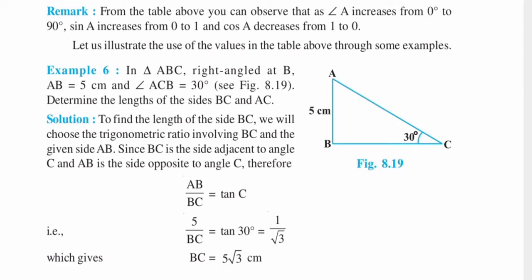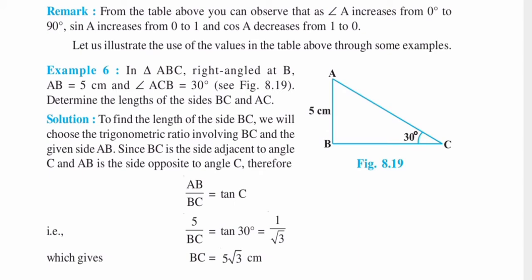So from the table above, that is the table you have studied in the previous class, you can observe that as angle A increases from 0 degree to 90 degree, sin A increases from 0 to 1 and cos A decreases from 1 to 0. So let us illustrate the use of the values in the table that you have studied in the previous class through some examples. Consider example 6.